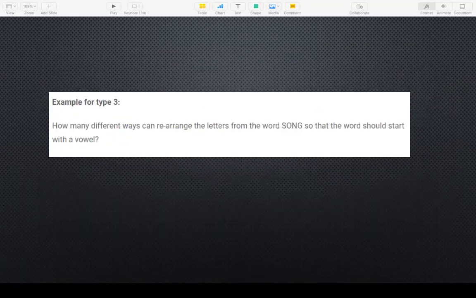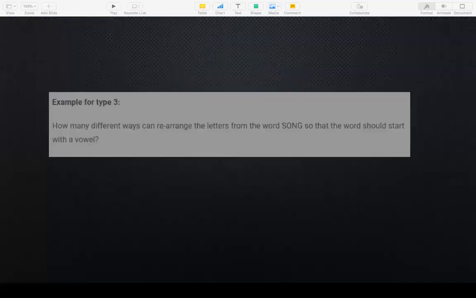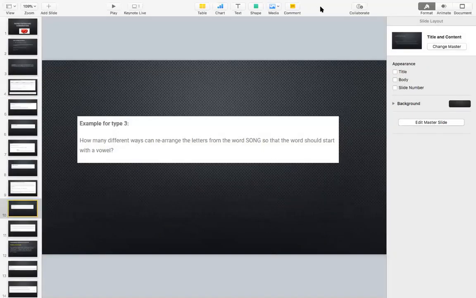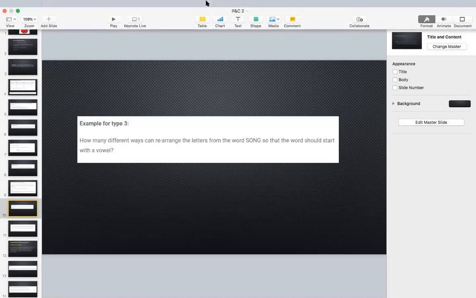Here's the example. How many different ways can we rearrange the letters from the word song so that the word should start with a vowel? How many different ways can we rearrange the letters of the word song so that the word would start with a vowel? Quickly, everyone, participate. Tell me the answer.